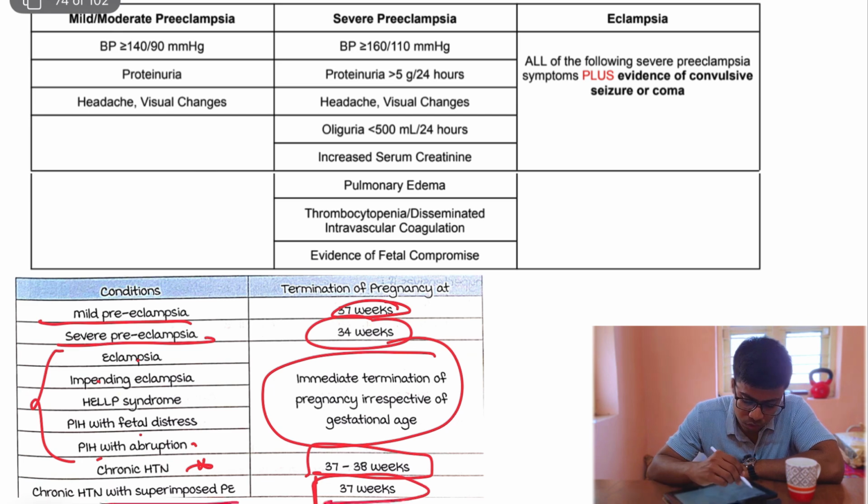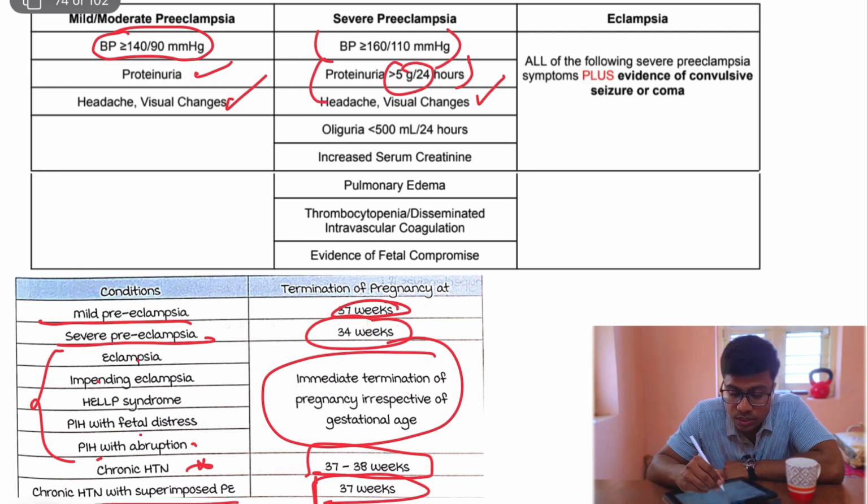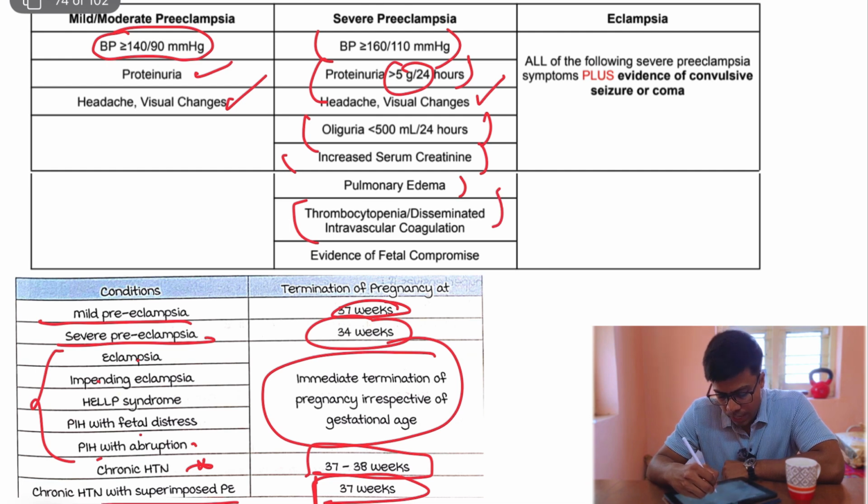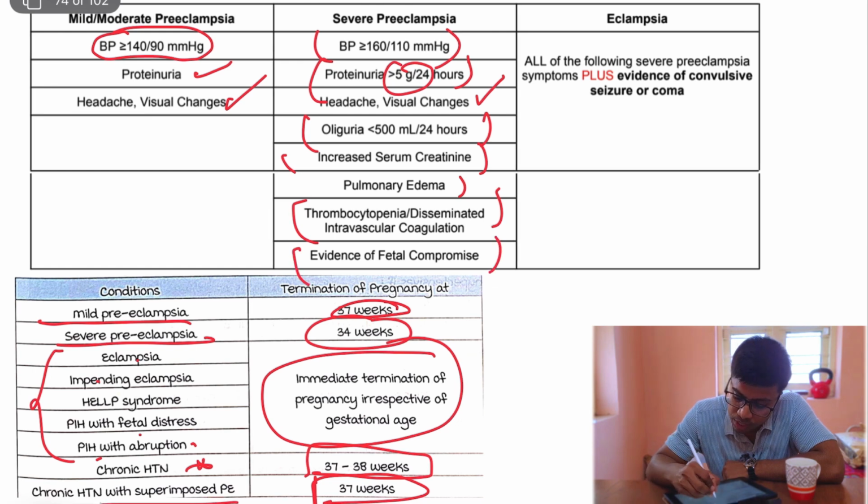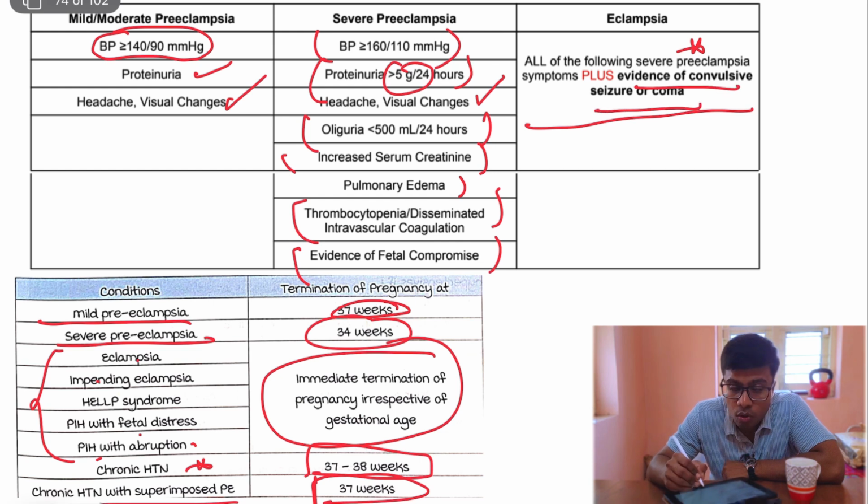And apart from that, we should know these differences. Mild or moderate preeclampsia, that is BP greater than or equal to 140/90. Proteinuria with headache and visual disturbance will do. Headache and visual changes will be there in severe preeclampsia also, but here proteinuria will be greater than 5 gram per 24 hours and BP greater than 160/110 mmHg. Oliguria will be there, and increased serum creatinine, pulmonary edema, thrombocytopenia, that is intravascular coagulation, and evidence of fetal compromise will be there. Eclampsia is all of the severe preeclampsia conditions plus evidence of convulsions, seizures or coma.